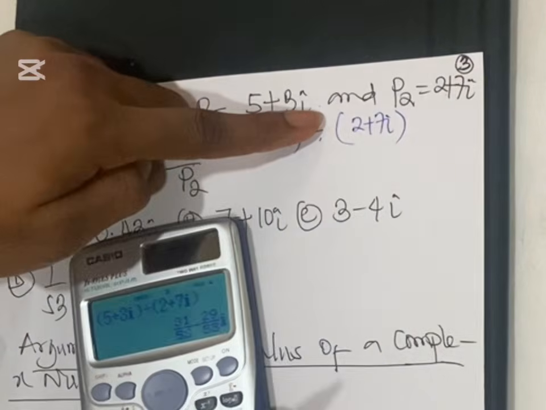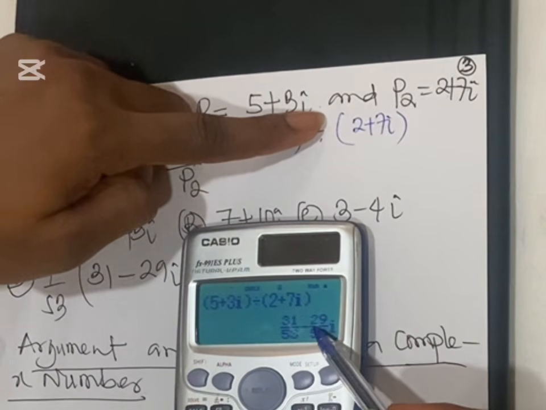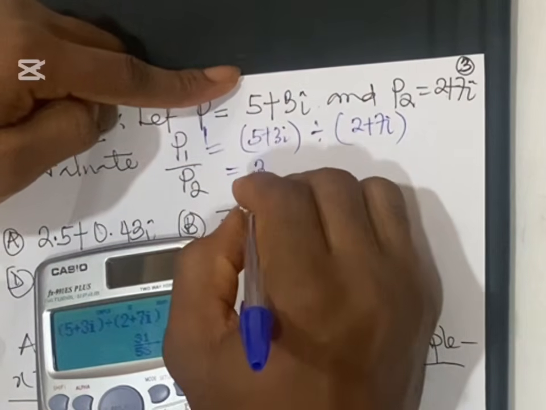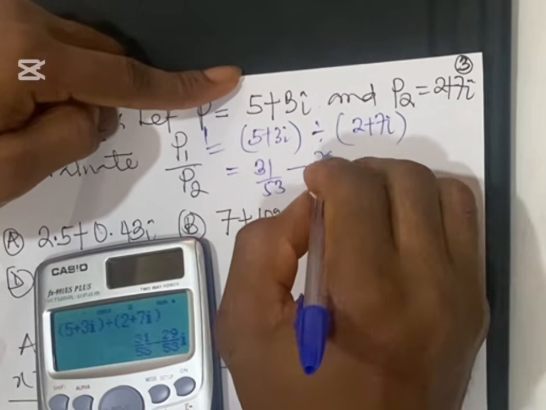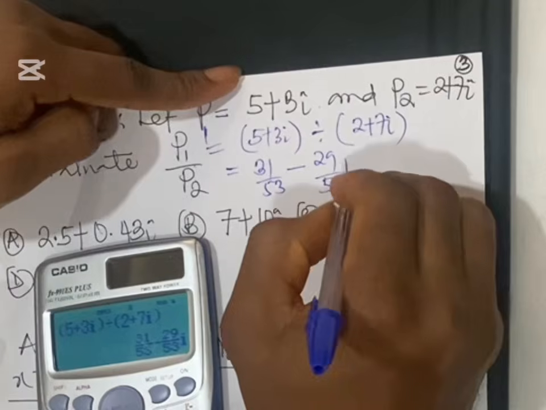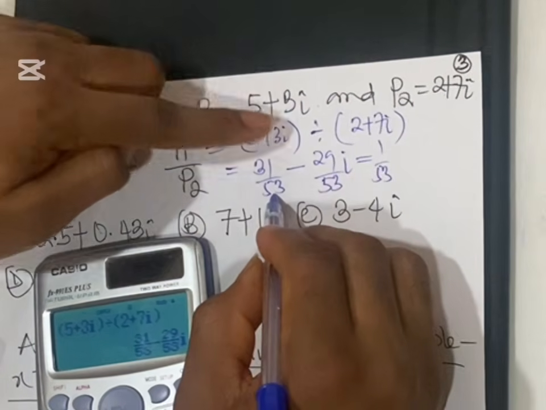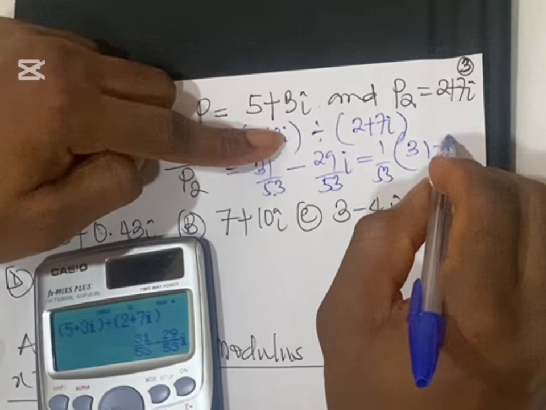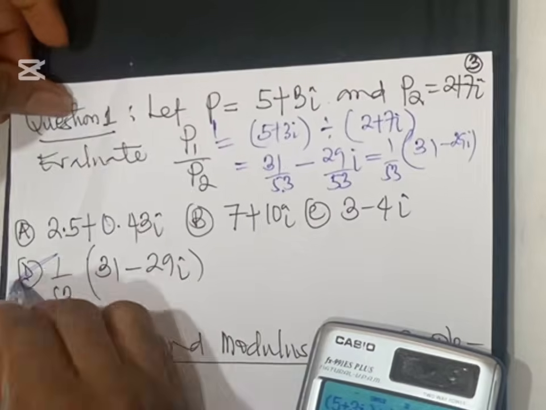Okay, the answer to this is 31 over 53 minus 29 over 53i, which is the same as 1 over 53 if you factor out this denominator, into 31 minus 29i. Please take note. So the answer to this is D.